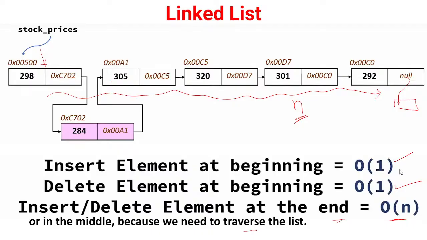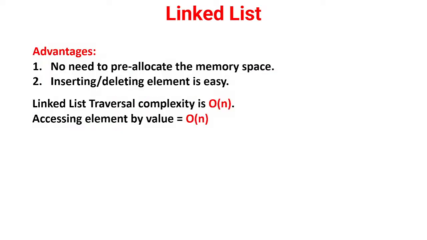But the overhead of moving elements from one memory location to another location is removed. That is not there. So what are the advantages? No need to pre-allocate the memory space. Inserting and deleting elements is very easy. Traversal complexity is order of n, you can see, and accessing an element by value is also order of n time complexity.